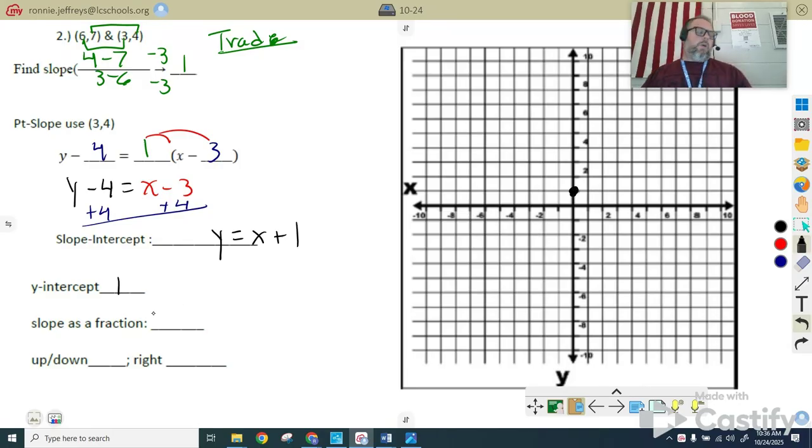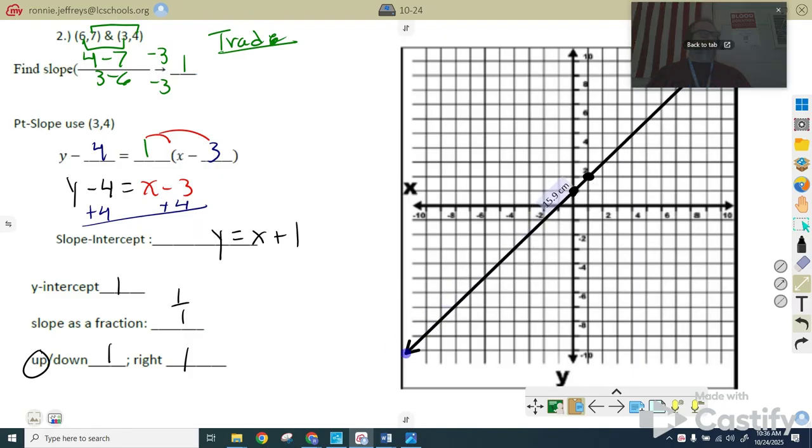Slope is a fraction. How do you write 1 as a fraction? Carefully, yes. 1 over 1, though. So this would go up 1 to the right 1. All right. So, and that's how we get that right there. Is it making a little bit more sense?